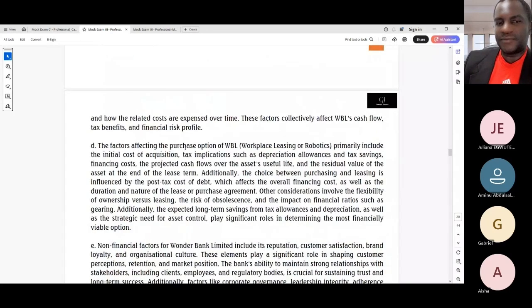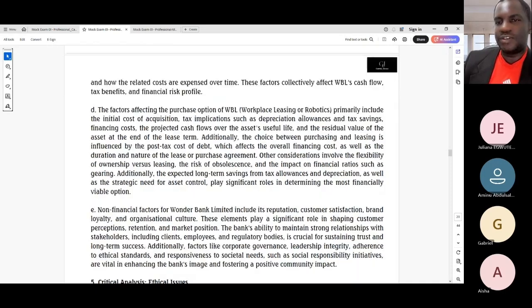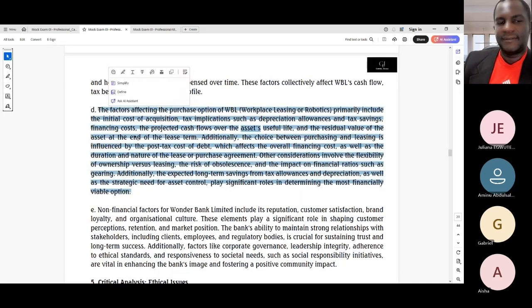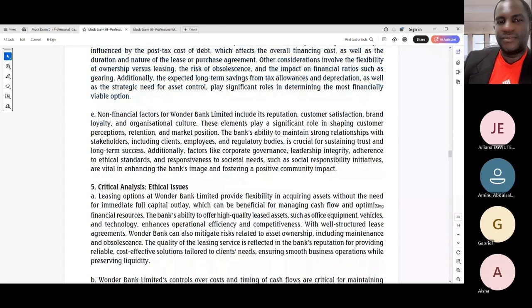Also, number 4, the factors affecting the purchase, workplace lease, and robotics primarily include the initial cost of acquisition, which is high, the tax implications of depreciation, allowances, and tax savings. So these are things you should talk about under these headings. I'll give you about 5.